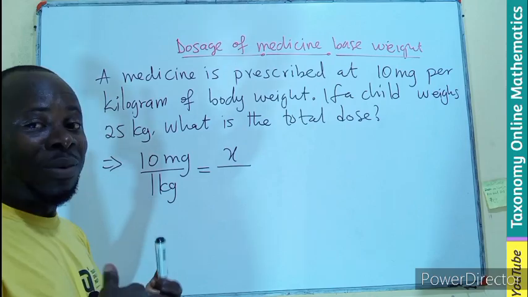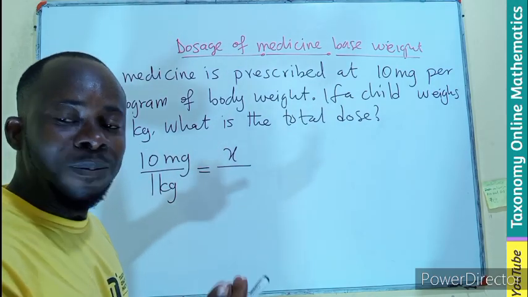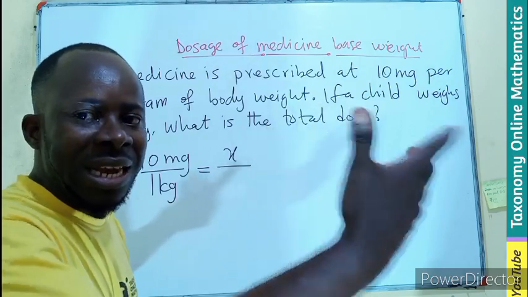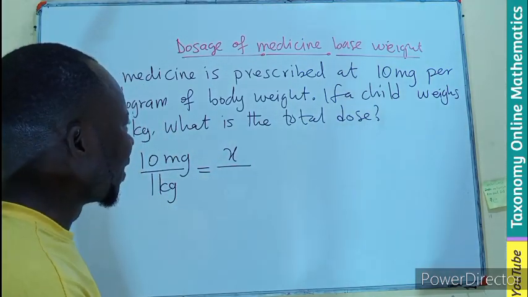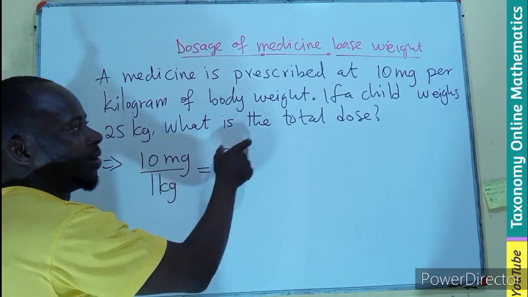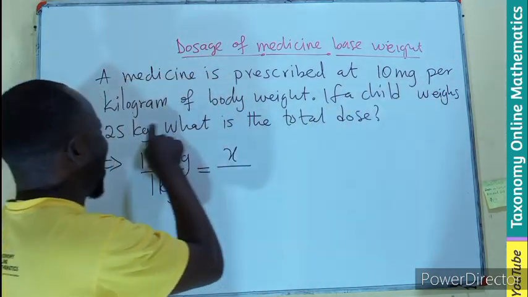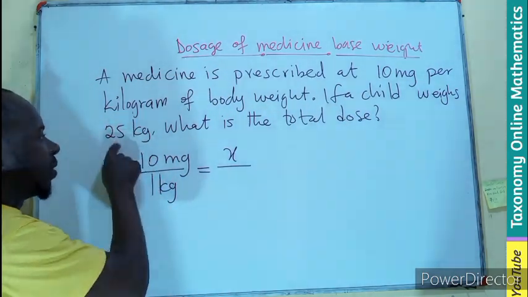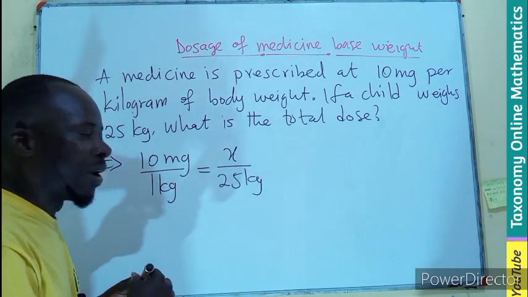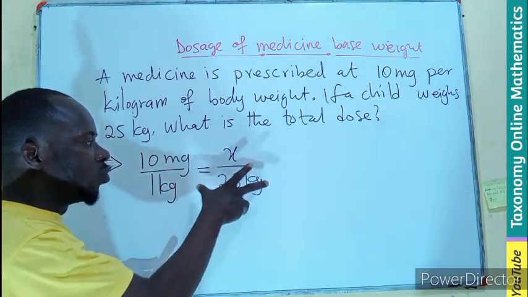Somebody is asking what is the meaning of finding x and y all the time. These are some of the concepts. We just use x to represent what we intend to find, right? Then divided by, this means something milligram per which kilogram of the child? The child is what? 25 kilogram. So this is a ratio corresponding to another ratio.